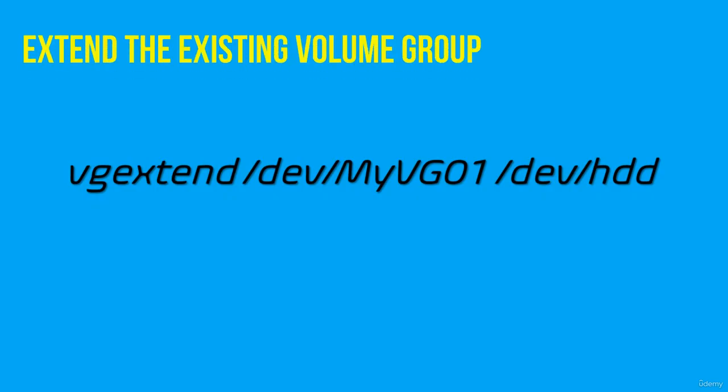Here I want to show you an example where we're extending an existing volume group rather than creating a new one. You can actually choose to do it either way. After the physical volume has been created, extend the existing volume group, or VG, to include the space on the new PV. In this example, the existing volume group is named myvg01. So you type in vgextend myvg01 /dev/hdd.